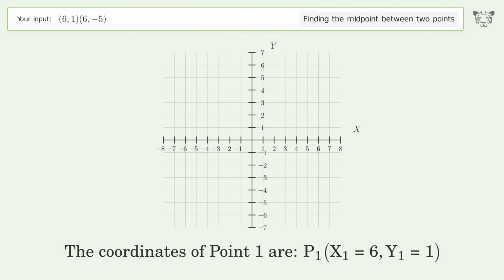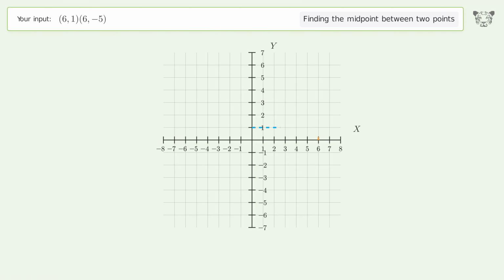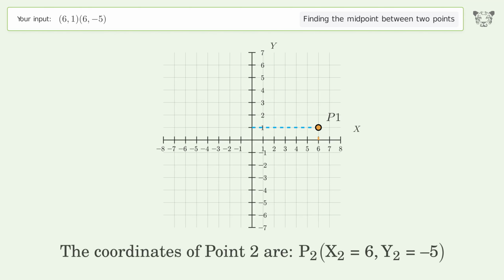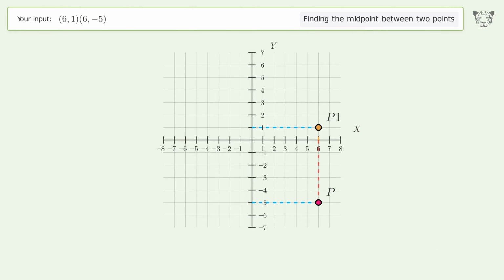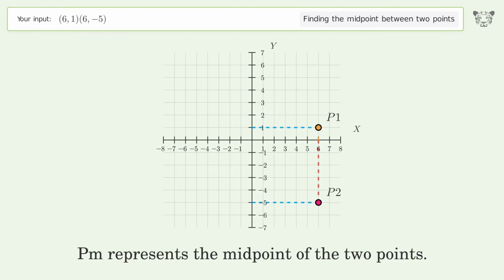The coordinates of point 1 are x1 equals 6, y1 equals 1. The coordinates of point 2 are x2 equals 6, y2 equals -5. PM represents the midpoint of the 2 points.